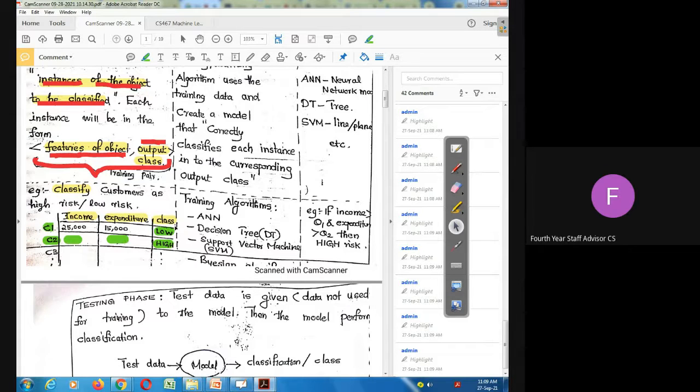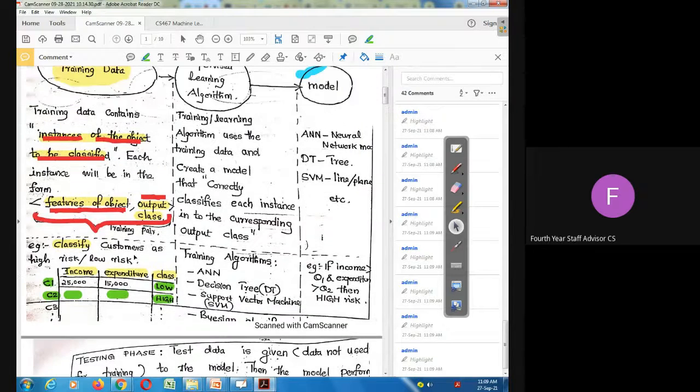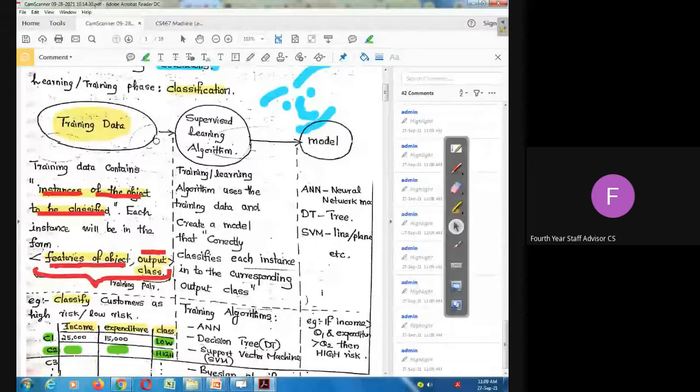In this way, there will be a data set. Okay. There will be a data set in our hand. Suppose I want to classify the customers as high risk or low risk, then this will be the format of the training data, and this data will be already in our hand. Okay. So next what we will do, we will apply the training data to a supervised learning algorithm. To that supervised learning algorithm, we will apply this training data in our hand.